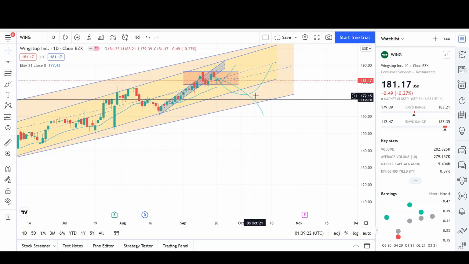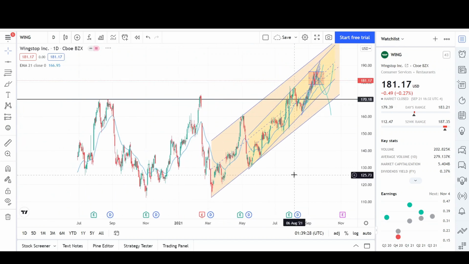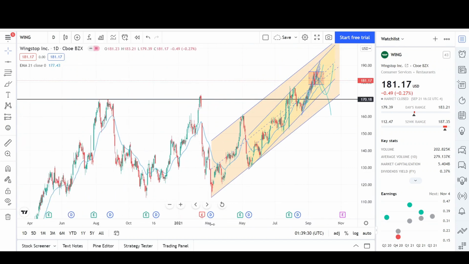But even then, even if we do get that, I still see us make a move up to retest the highs or to even surpass it. So let's look at some possible targets, which will be on the weekly chart.